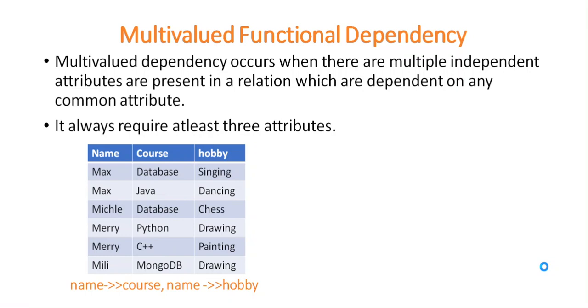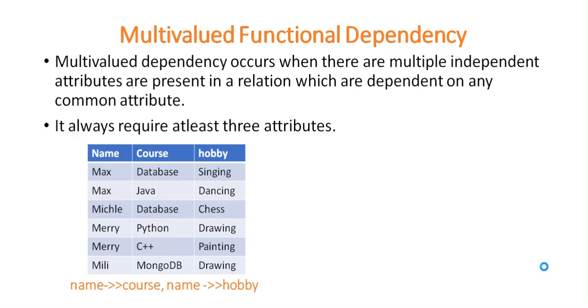Now see, the name is multi-valued, meaning the attribute has multiple values for the same person. Here Max is the name of the person, and the value of course is database and Java, and the value of hobby is singing and dancing. So that person Max has enrolled for 2 courses. It is a multi-valued functional dependency, so it is allowed. For a single person there are different values. And Max has 2 hobbies, singing and dancing.